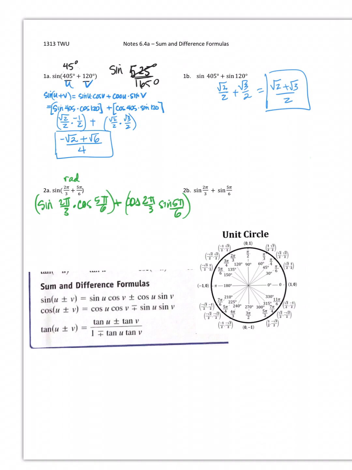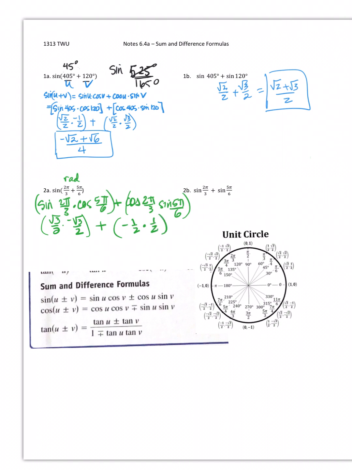Okay, so look at our unit circle. What is the sine at 2 pi over 3? Well, it's right here. Square root of 3 over 2. It's positive. Cosine of 5 pi over 6. Well, where's 5 pi over 6? That's over here. What is the cosine there? Negative square root of 3 over 2. Then we have a plus sign between them. The cosine at 2 pi over 3 is the x value, so it's negative 1/2, times the sine at 5 pi over 6, that's the positive 1/2.